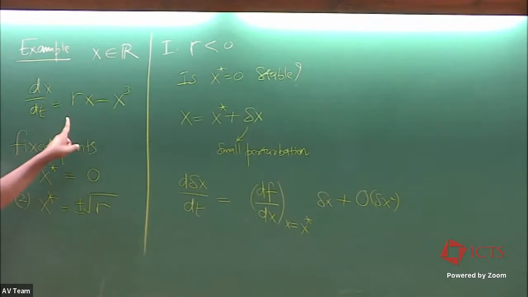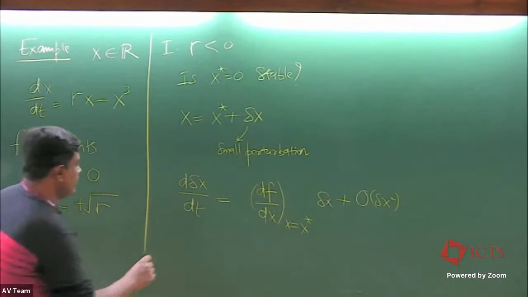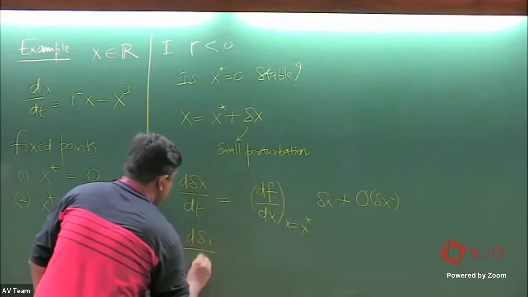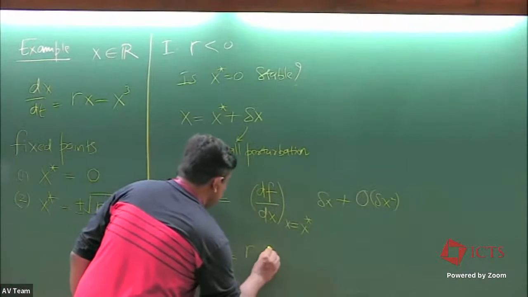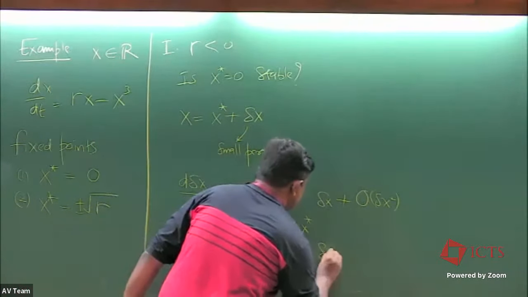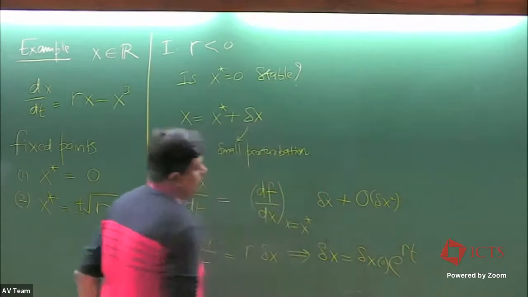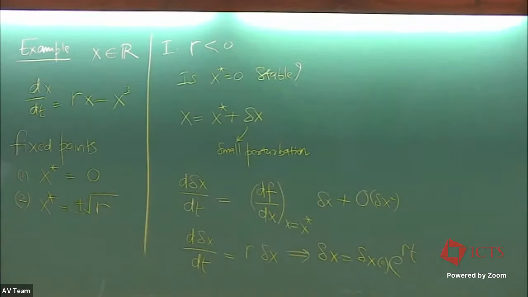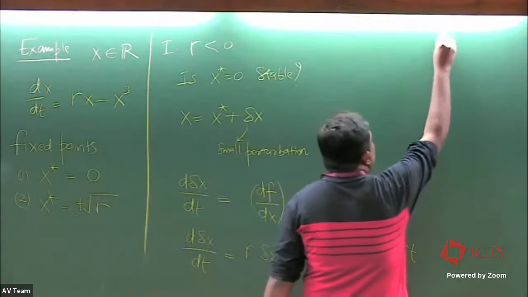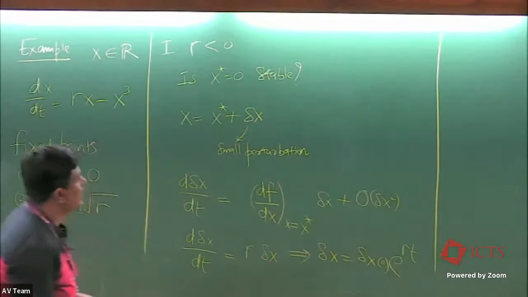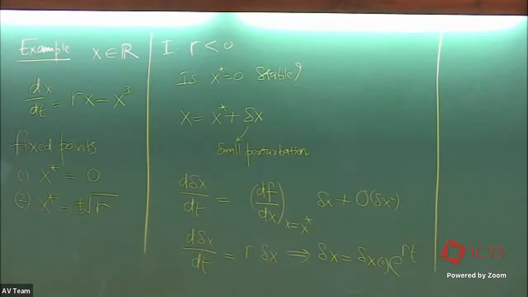And so for this particular example, can you please work out what is df by dx? R into delta x. R into delta x. Okay? So which immediately implies that delta x is. So therefore, if R is negative, it's guaranteed that x star equal to 0 is a stable fixed point. Now, for R less than or equal to 0, that's all there is to it. There are no other fixed points.